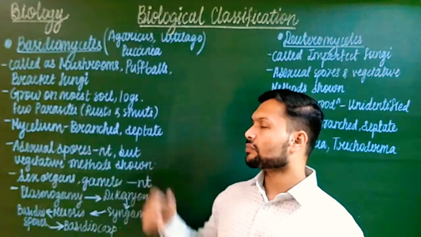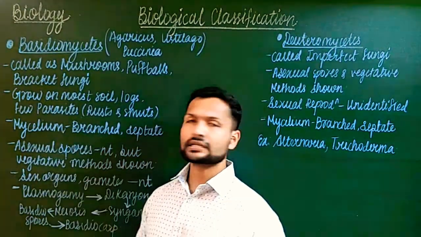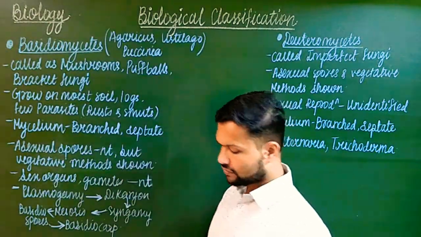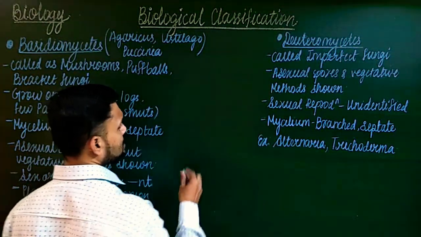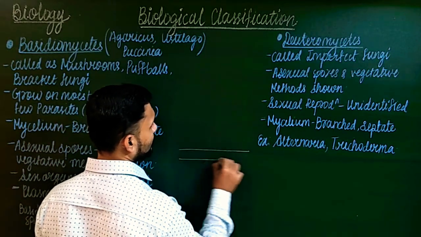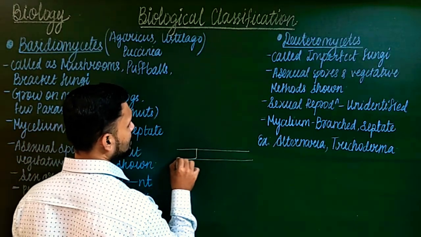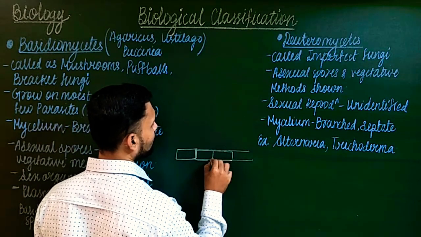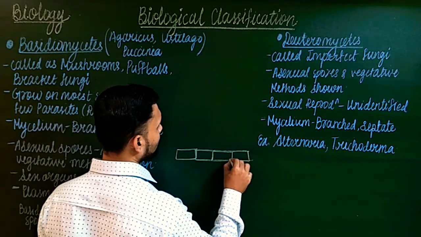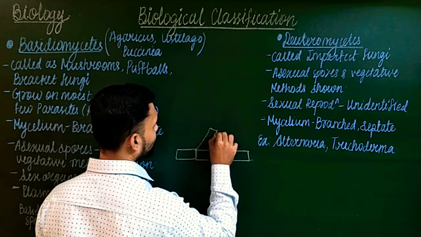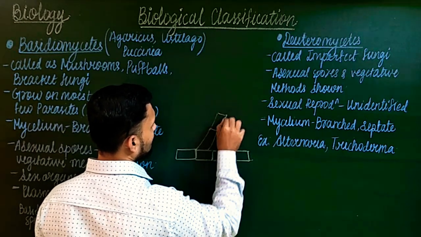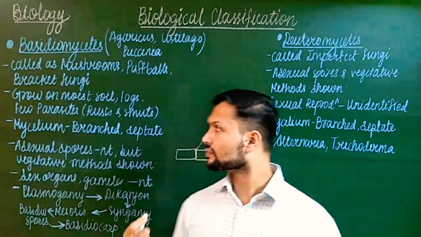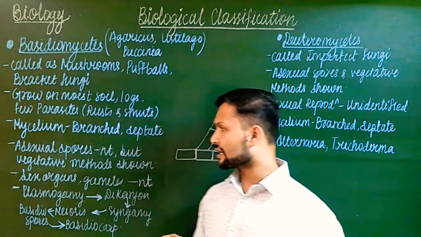The main feature to be learned here is the mycelium of this fungus. It is branched and septate. We have already studied this in Ascomycetes. This is the hypha, and each and every cell is separated from the other with the help of septa. Plus, the hyphae can also form branches, so we get branched and septate hyphae.